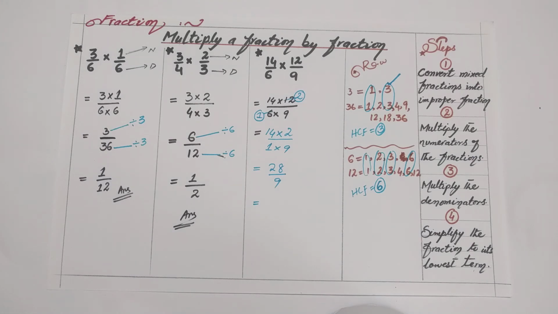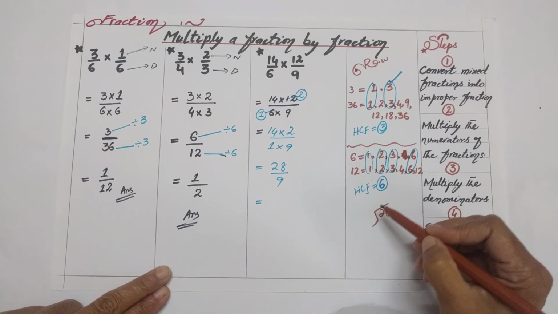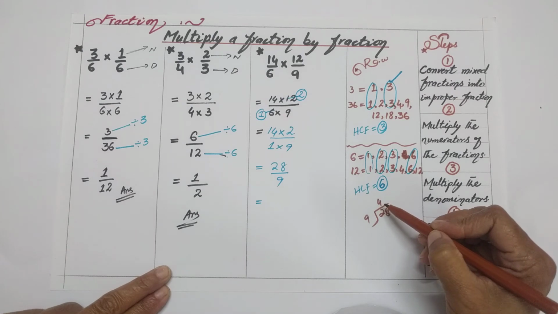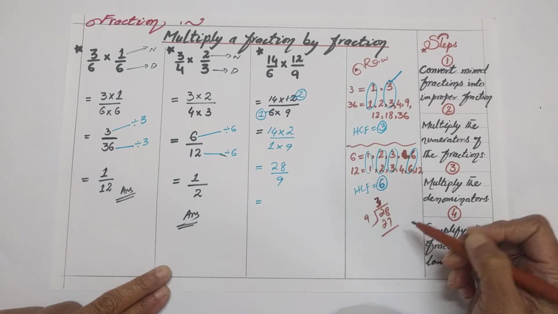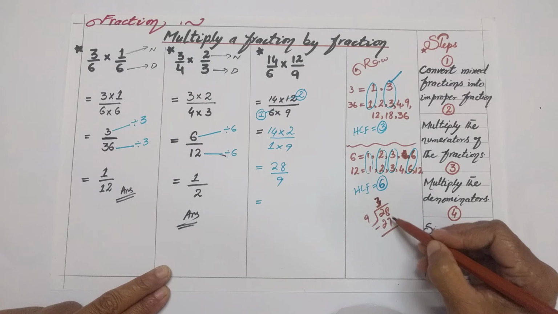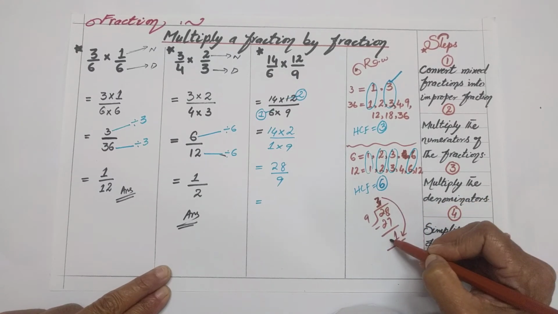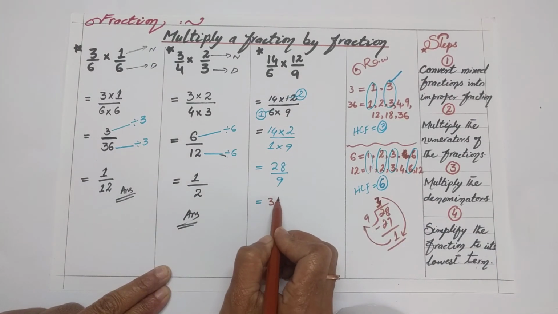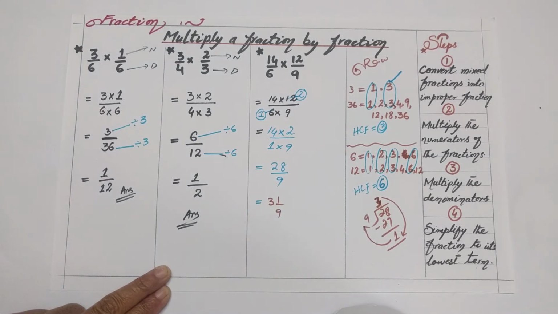so we have to convert it into a mixed fraction. We can convert it by the division method. 9 threes are 27. So 28 minus 27 is 1. So what will be the answer? 3 1 by 9. 3 1 by 9 is our required answer.